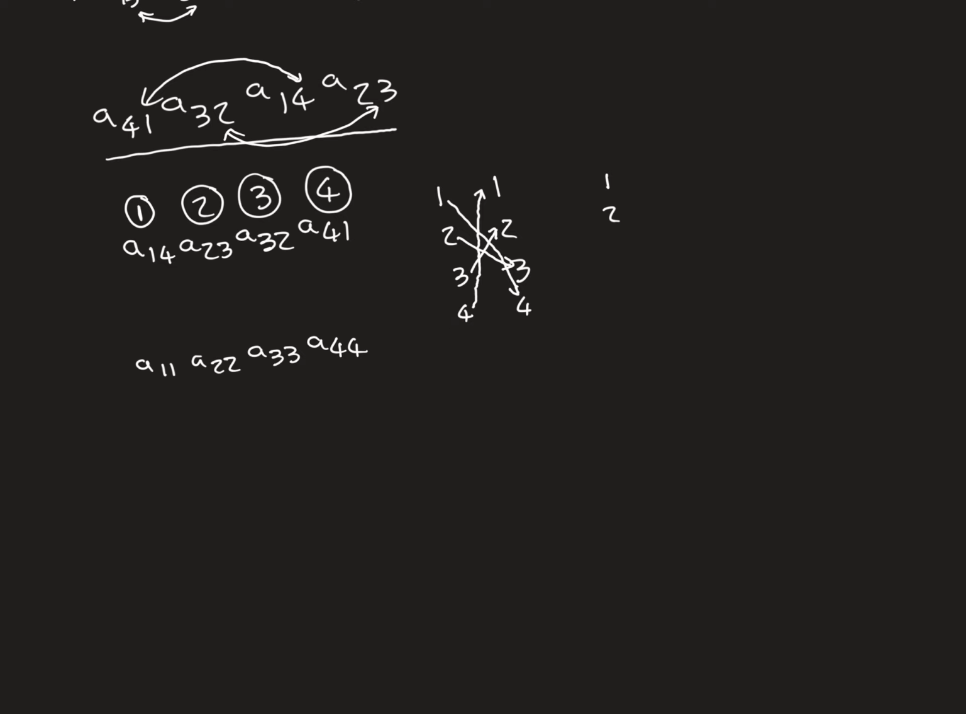Some more group theory notation for this: it's obviously composed of two transpositions, 1 4 and 2 3. It doesn't matter which order you do them in. So in cycle notation, we would write this like so. This is the transposition of 1 and 4. This is the transposition of 2 and 3. And then composing them together, you just write them next to each other like this, and it doesn't matter which way round they go because they commute.